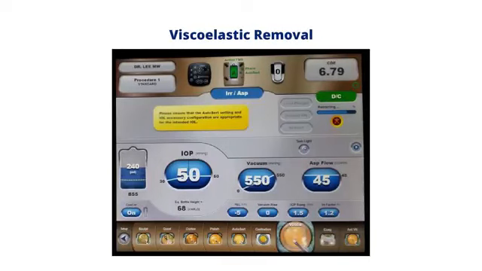Viscoelastic removal, towards the home stretch now. So what we tend to do is to bump everything up again so that we can remove the viscoelastic quickly and efficiently, especially with these dispersive viscoelastics, which can be difficult to come out. So as you see, the vacuum has gone up to its highest in all the different modes, 550 here, and the flow rate has gone up to 45 as well.